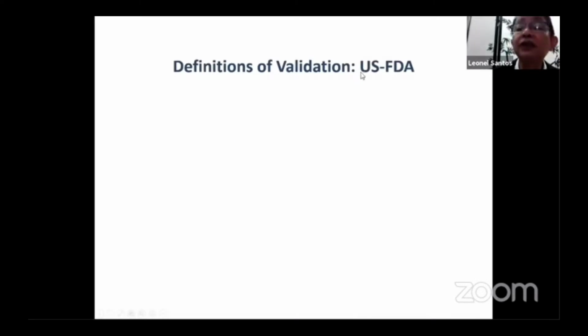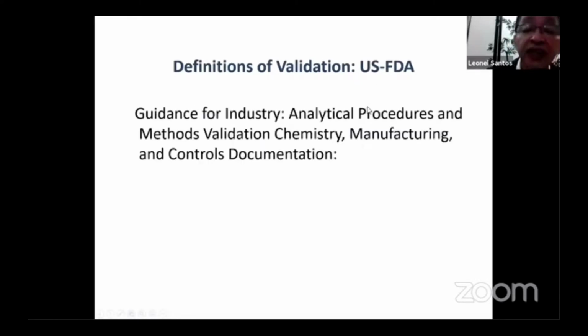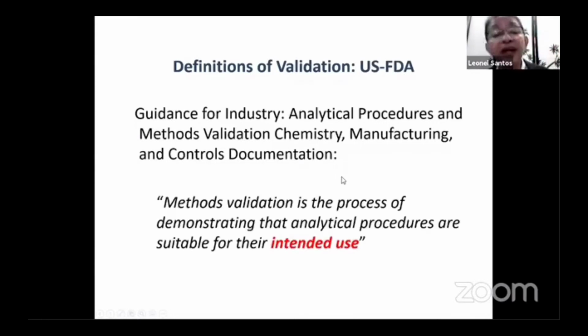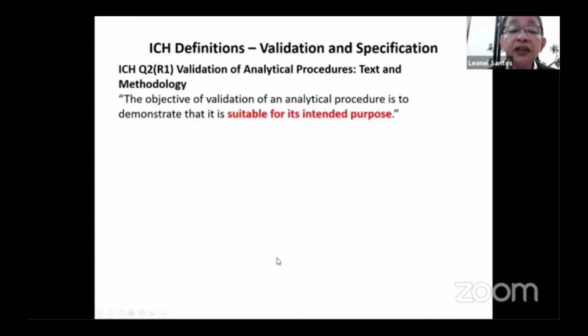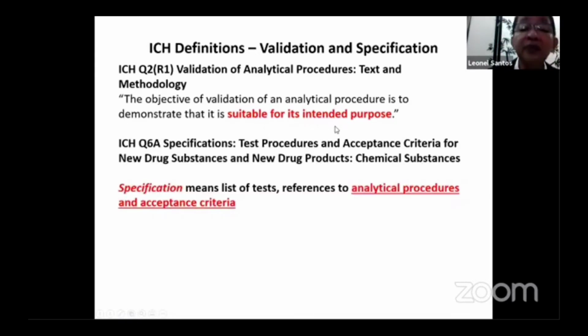The definition of validation based on the United States FDA is consistent with USP and ICH. This is based on their document, guidance for industry, which focuses on method validation, focusing on the suitability for their intended use. ICH definition, again, is consistent. It is suitable for its intended purpose.